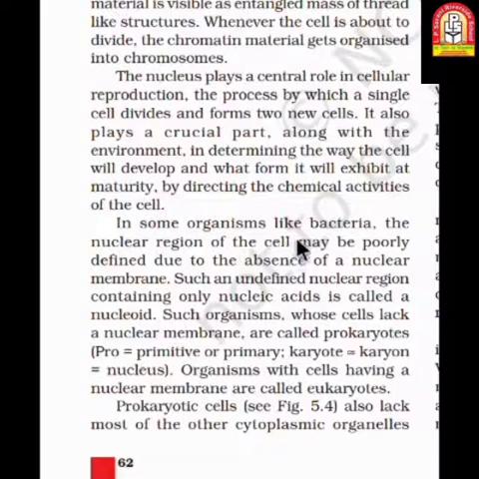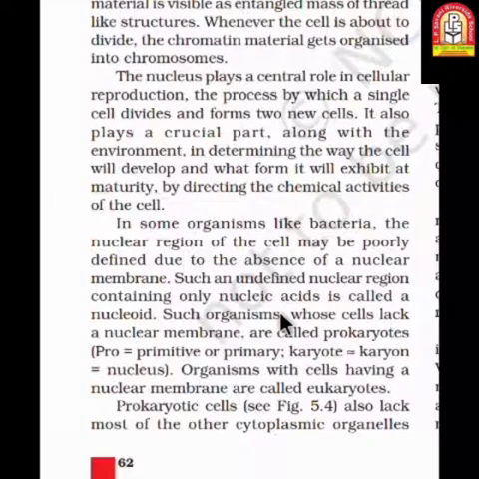In some organisms like bacteria, the nuclear region of the cell may not be properly defined due to the absence of a nuclear membrane. It means bacteria have nuclear material, but there is no nuclear membrane which separates the nucleus from the cell materials. Such an undefined nuclear region containing only nucleic acid is called a nucleoid, and that kind of organisms have nucleoids, and nucleoids have only nucleic acids. It means they don't have a nuclear membrane.